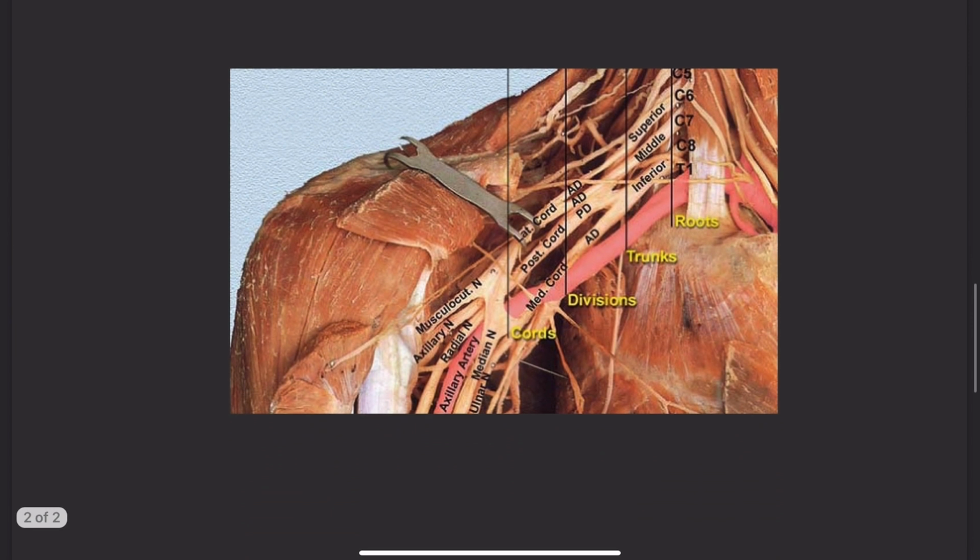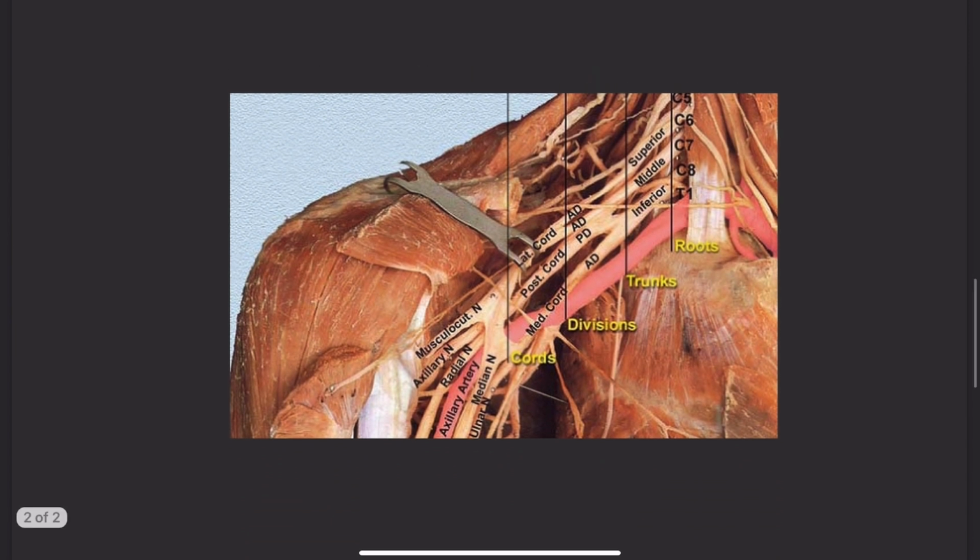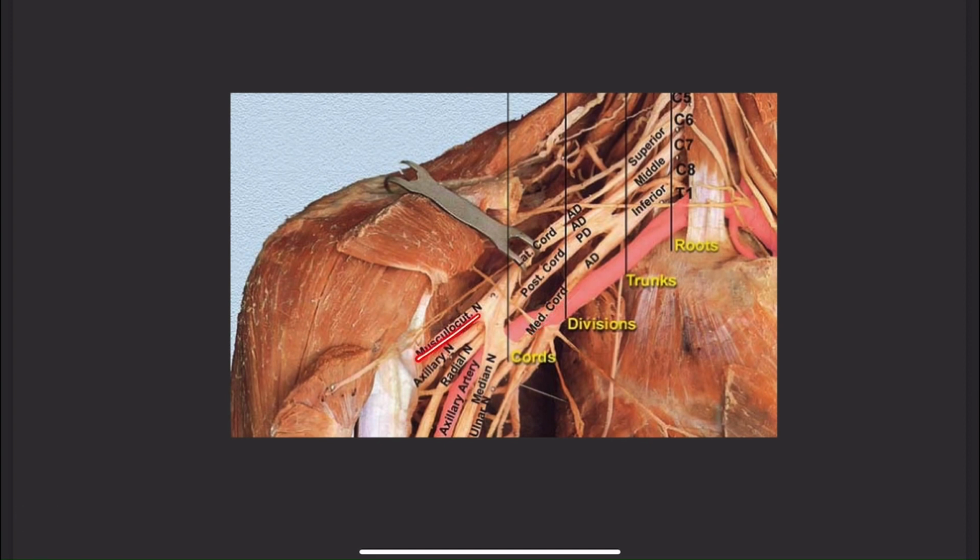Let's also look at a real life image of the brachial plexus. So we can see the roots C5, C6, C7, C8, T1. They will form the trunks superior, middle, inferior. Again, they will give divisions anterior, posterior, anterior, posterior, anterior, posterior. Then they will form the cords, the lateral cord, posterior cord, the medial cord. And then these will give out the branches, that is the musculocutaneous nerve, axillary nerve, radial nerve, median nerve, ulnar nerve. The axillary artery also travels along with the brachial plexus here.